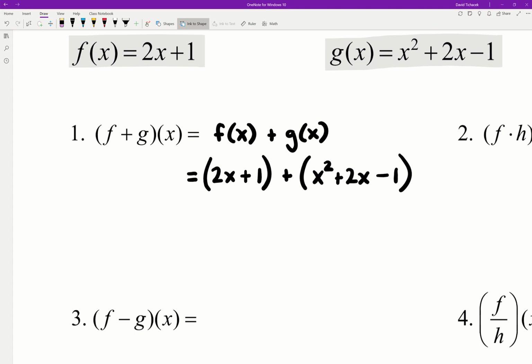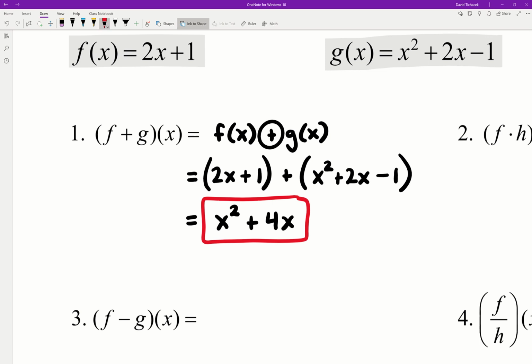But what we now need to do is actually perform that addition, perform that sum in between them. And the way that you do that is you simply combine like terms, right? So I have an x squared term there that does not have any other like terms to combine with, so I'm going to write that out front. I have a couple of x terms here. I have 2x plus 2x, that makes 4x. And then when you move on to your constants, you'll notice that you have positive 1 plus negative 1, and that simply makes 0. So I'm not going to add a plus 0 at the end there. I'm just going to box that as my result right there, okay?